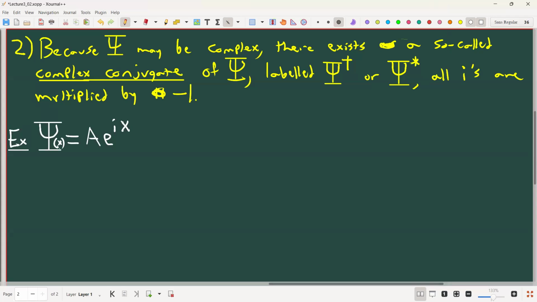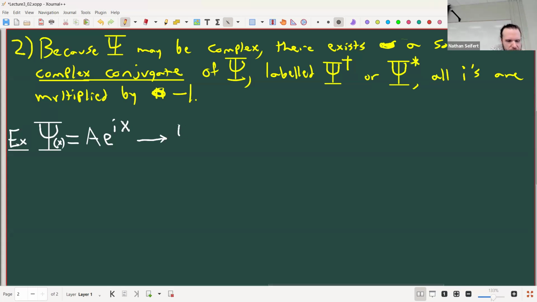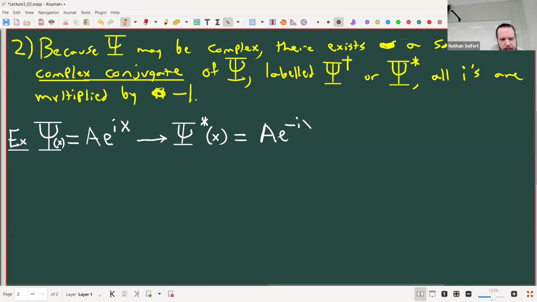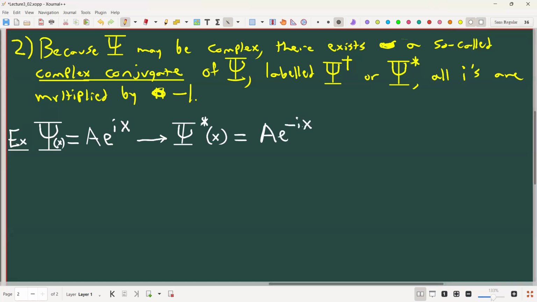We'll actually look at this function very soon, e to the i x. Maybe you've never seen e raised to an imaginary power. It's a very interesting function. But the complex conjugate of this is very easy to calculate. All you do is add a negative to the i. So psi star or psi dagger, whatever you prefer, of x is a e to the -ix. You just take every i and flip the sign. Super easy. We're going to see complex conjugates all the time in this class, and I'll show you why in just a second.